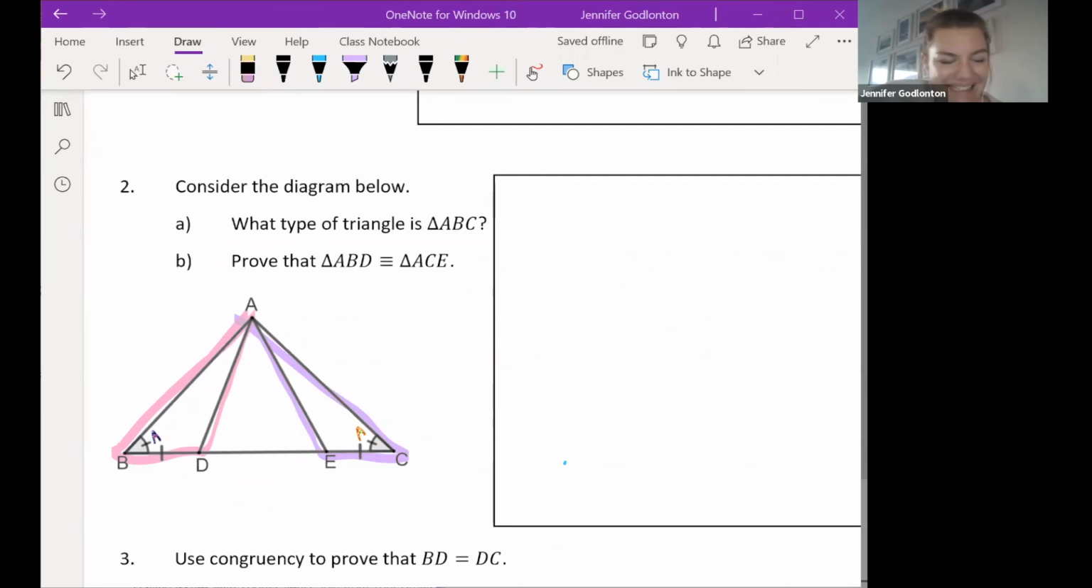BD and EC. Yes, absolutely. Oh, angle A is definitely not common. It was one of my traps. The reason A is not common is because it's actually not in both. Those are two separate angles. They're not in both of the triangles.